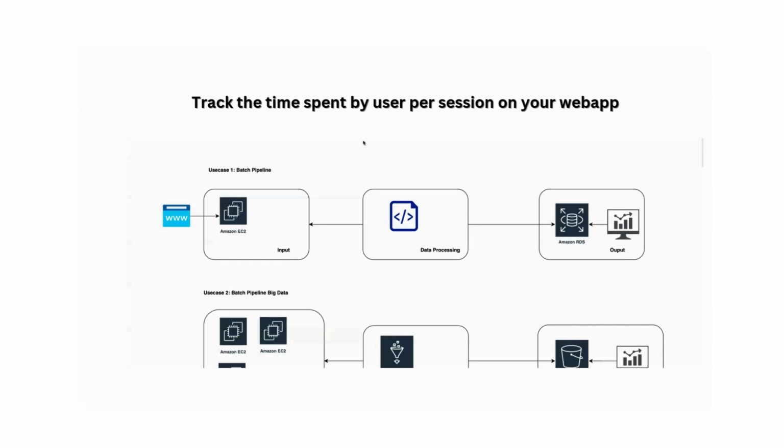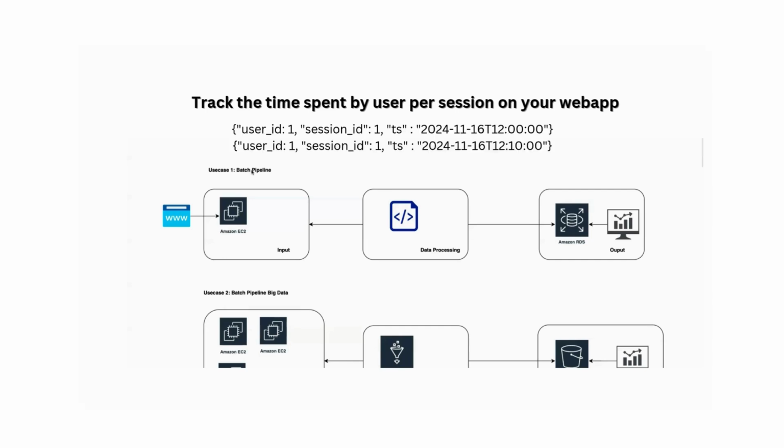So the first use case is for you to design a batch pipeline that runs every 1 hour or every 24 hours and reports the time spent by user on your application. For this first use case, assume you're a small startup where you don't have millions of users. We are just probably serving a few thousand users.